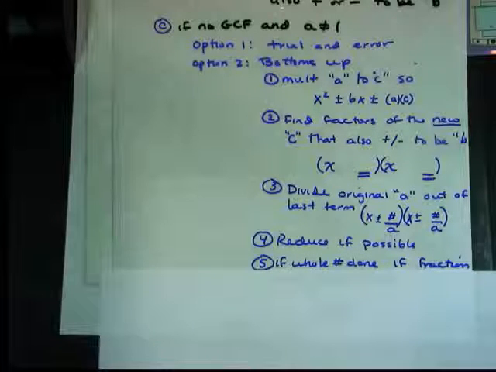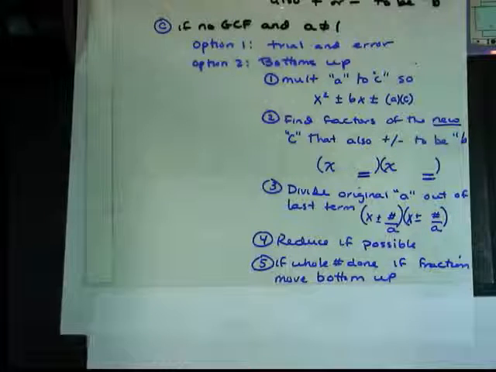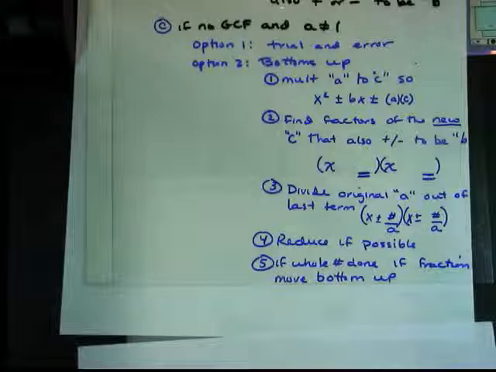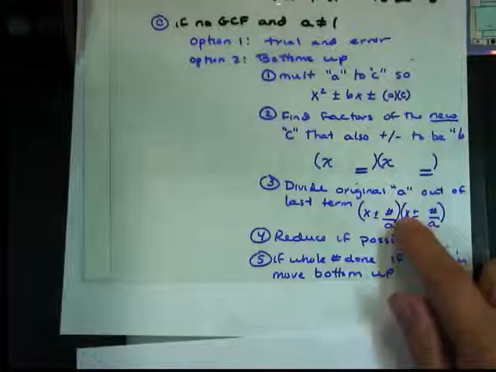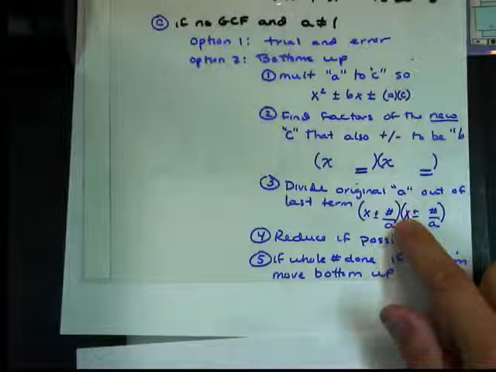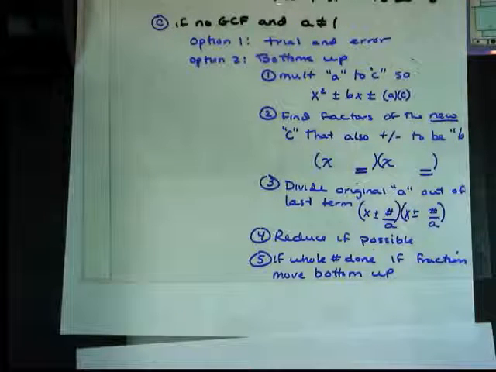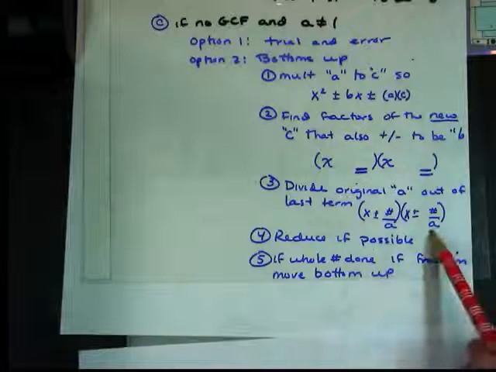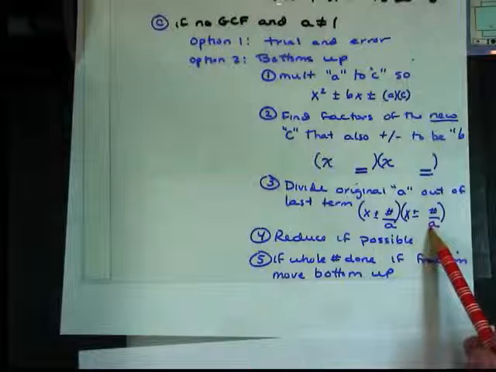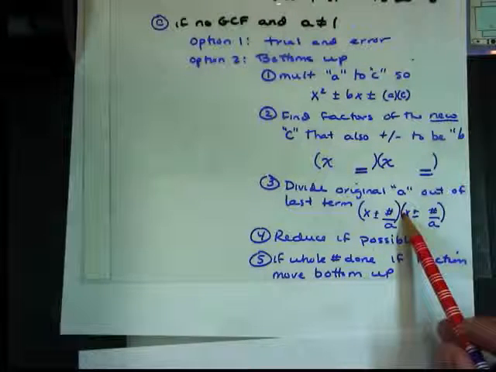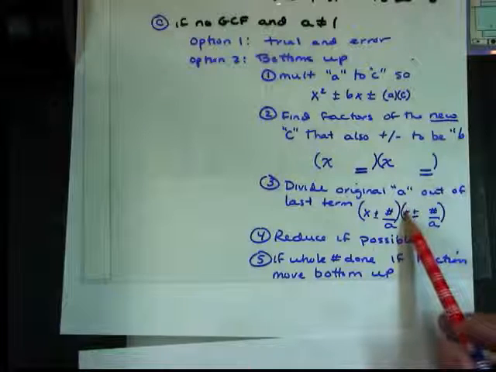If it becomes a whole number, yay, we're done. But if it is a fraction, we're going to move the bottom, which is called the denominator, up to the coefficient of x. We're going to take the denominator, whatever that reduced denominator is, and we're going to do bottom up, and we're going to put it in front of the coefficient.